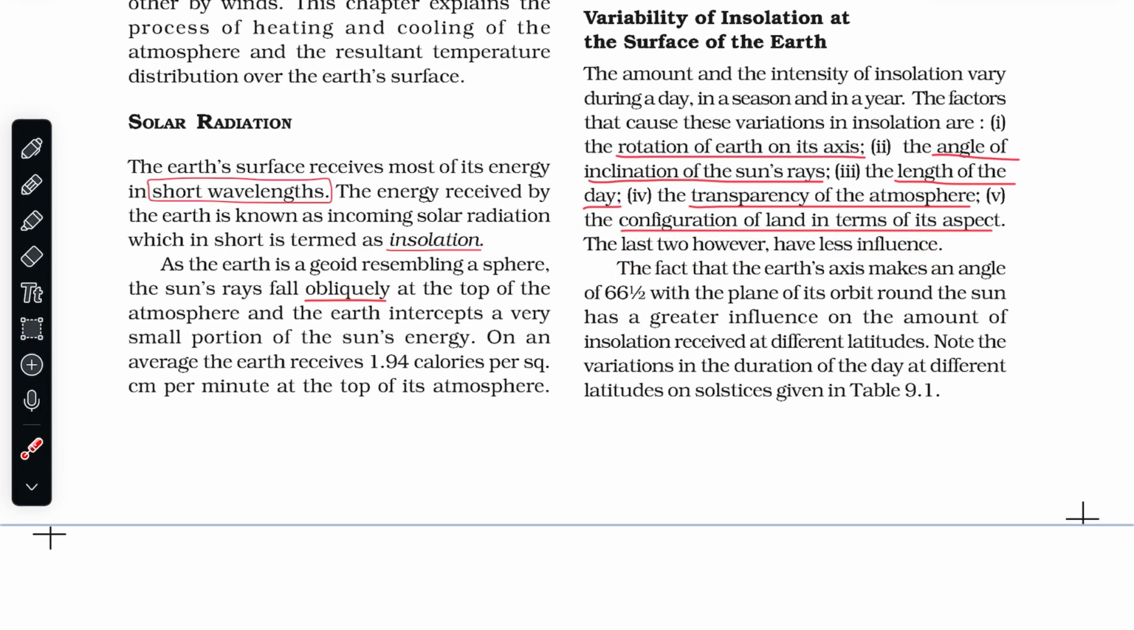The fact that the Earth's axis makes an angle of 66.5 degrees with the plane of its orbit around the Sun has a greater influence on the amount of the insolation received at different latitudes.